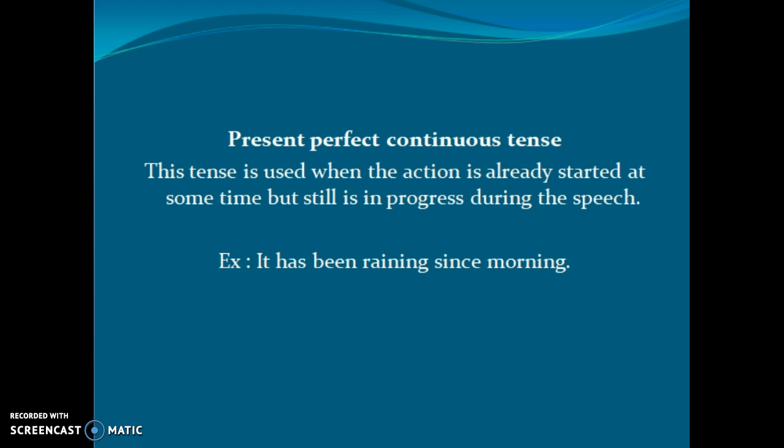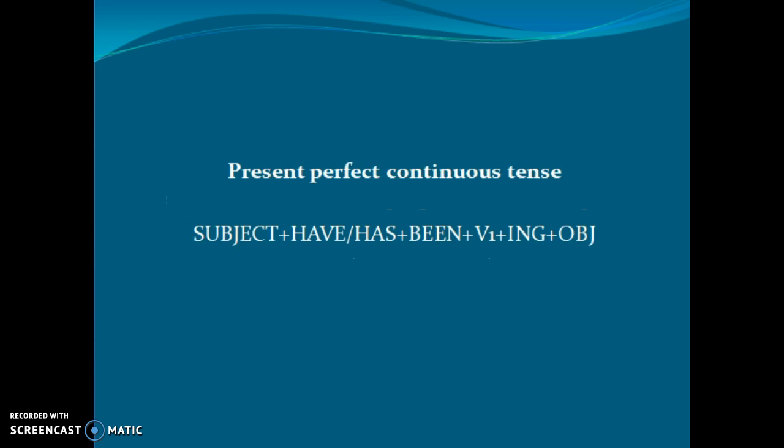Next, let us discuss present perfect continuous tense. This tense is used when the action has already started at some time, but still it is in progress during the speech. For example, it has been raining since morning. The structure for the present perfect continuous tense should be like this: subject, have or has, been plus V1 verb form, then ing. After that we have to put the object.